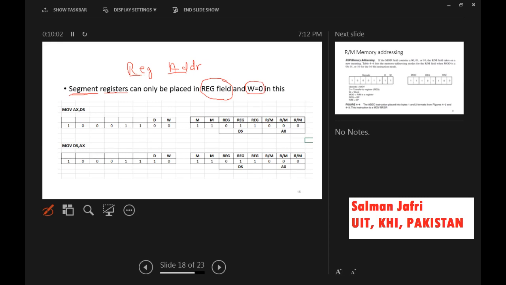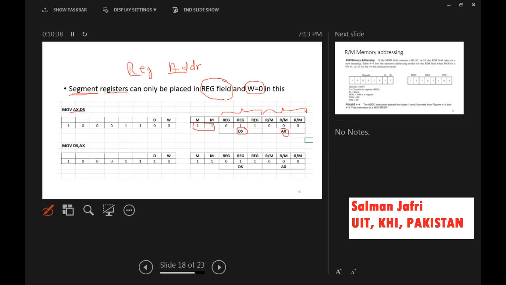Now let's look at an example. Move AX comma DS is our instruction. So again register addressing mode. So MOD is 11. Which is our segment register? DS. So the code of DS would have to be placed in the REG field. And which is the normal internal register? AX. So the code of AX would be placed in the R/M field. So now this is basically the second byte.